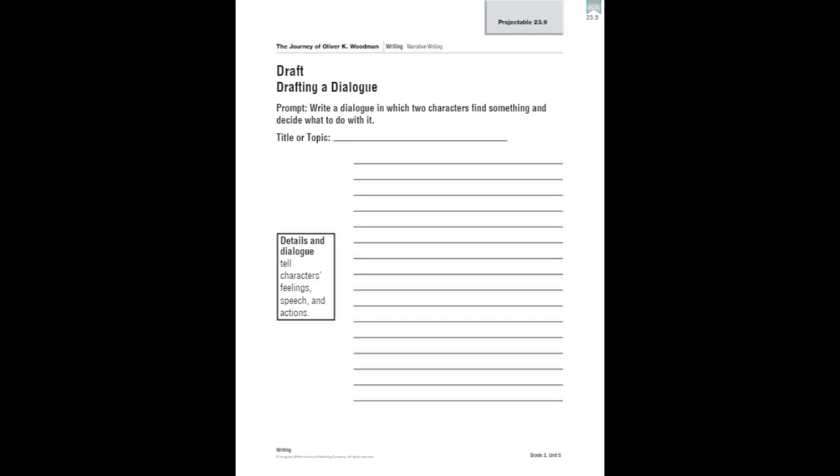So using your column chart that you just filled out for pre-writing, you are going to begin to draft your dialogue. So if I were going to show you an example, okay, when Caleb is scared, he might yell out a command to his brother, "Stop!" And that would show Caleb's feelings. So detail and dialogue tell characters' feelings, speech, and actions.